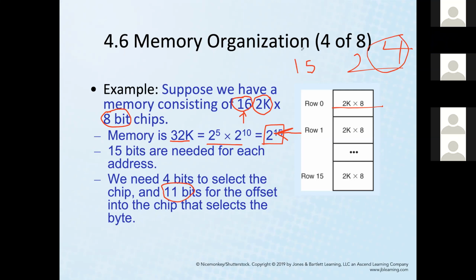So as a result, 11 bits will be used to select the offset. Or is that just a definition? No, it's not a definition. As I said, it should be given in the problem. The problem provides all the information for us. The information is provided here: 16, 2K times 8 bits. All the information we need is here. Okay, so let's continue.